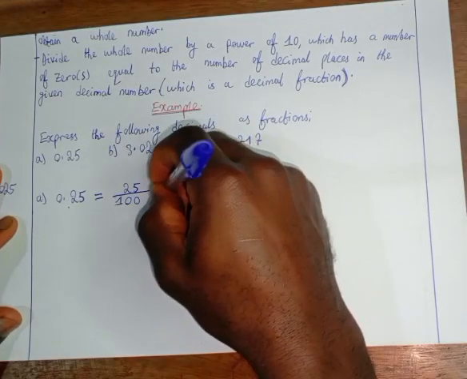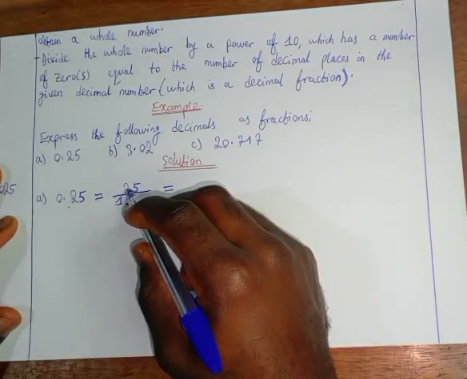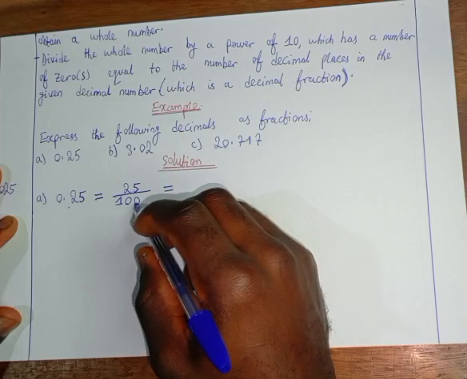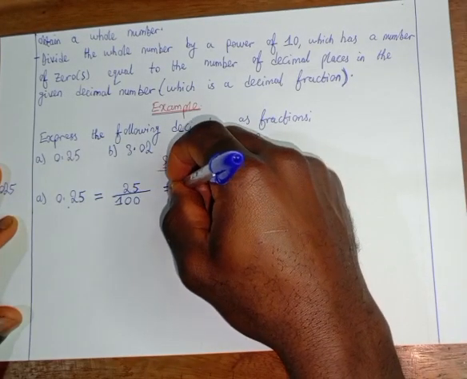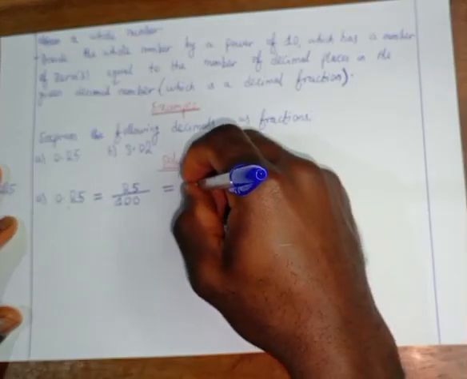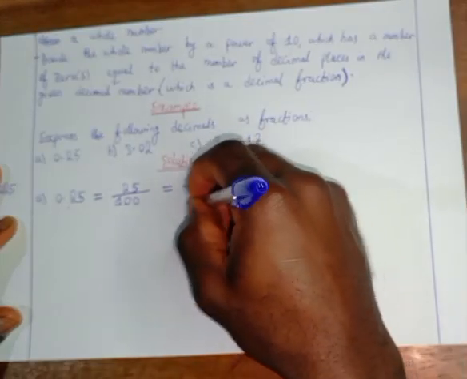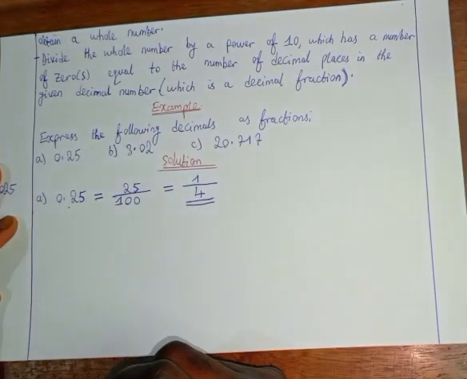We know the HCF of 25 and 100 is 25. 25 divided by 25 gives us 1. 100 divided by 25 gives us 4. So this will simply be equal to 1 quarter.